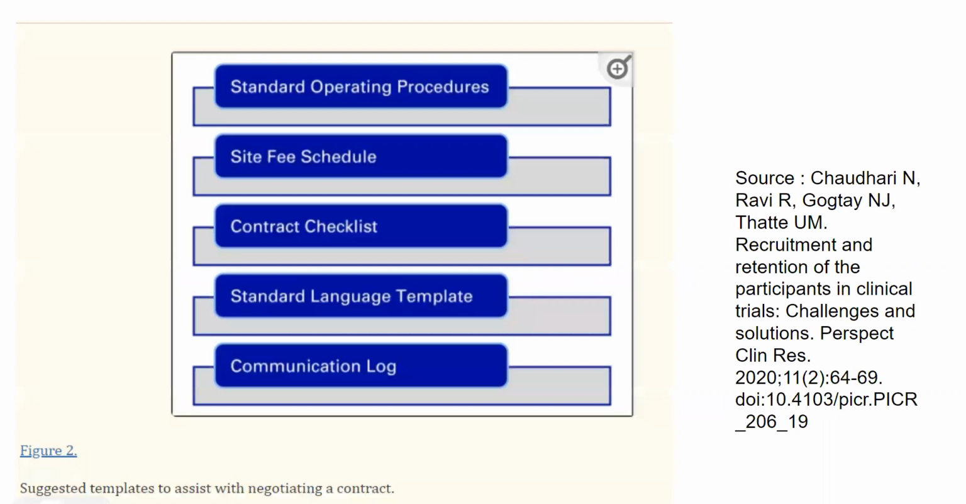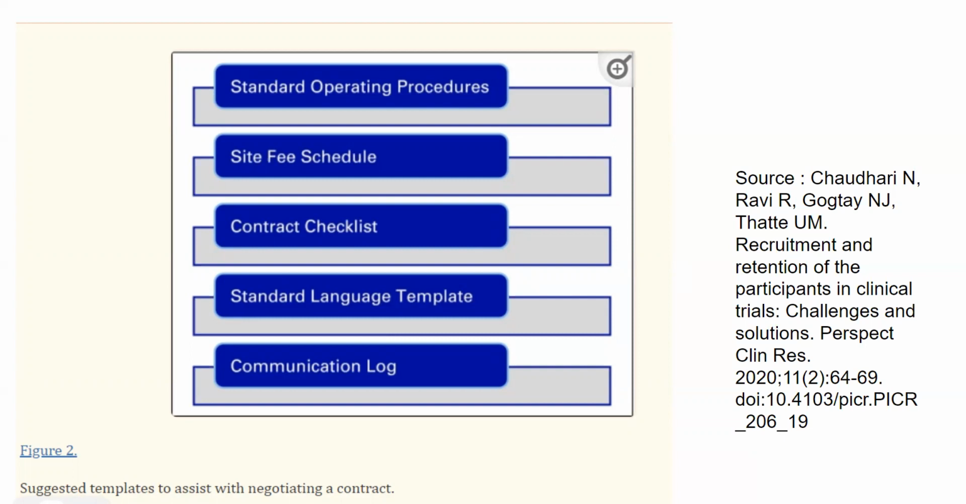Finally, this is a contract negotiation checklist that's sourced from a publication out of the pharmacology department of KEM Hospital in Mumbai, India, which has extensive experience in conducting industry-sponsored trials.